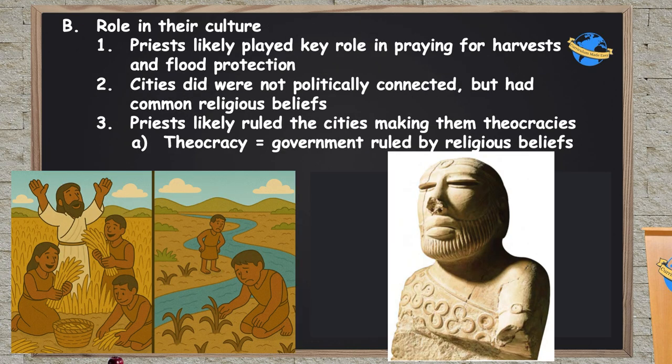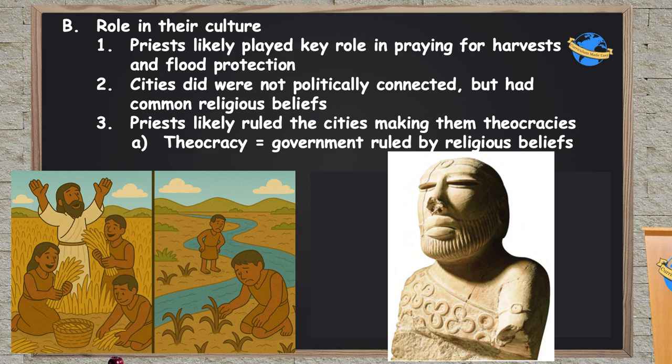Okay, so those are the religious beliefs, or some of the beliefs of this culture. How did that actually impact their culture? Well, the priests likely played a key role in praying for harvest and flood protection. Now, you remember that floods are really important for these cultures. They settle by river valleys because that regular flooding brings with it not just water, but also silt, new fertile soil they can use for planting crops.